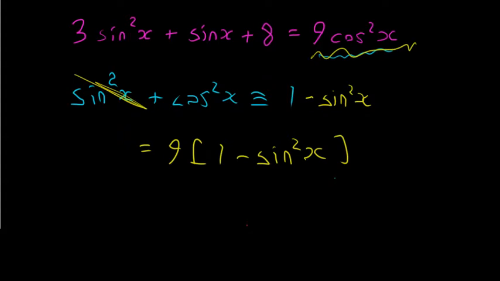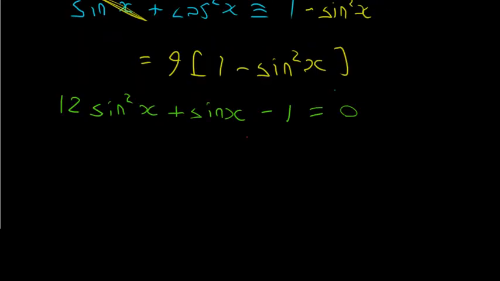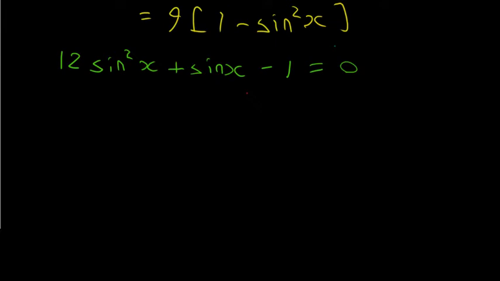Now if I move that 9 sine squared x over, on the left hand side I'm going to have 12 sine squared x. Then I'm going to add sine x. Then notice we have a 9 now, so I need to subtract that 9 from both sides, and I'll get minus 1 equals 0. So that's a quadratic in sine we're left with to solve. And the question is, how do we solve this? Well, I'm just going to go ahead and stick it into the quadratic formula because that's what I would like to do. Actually, wait, no, I think I've spotted the factorization.